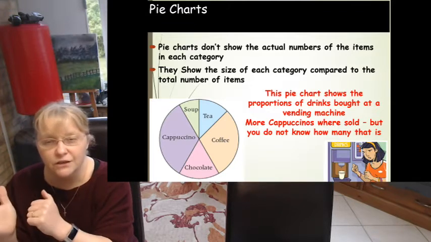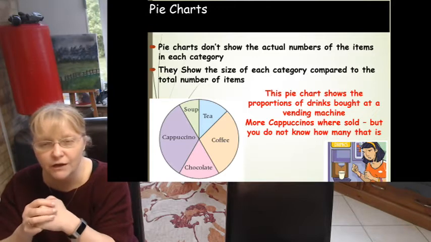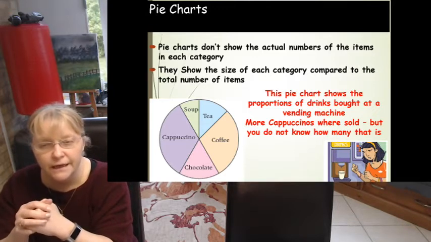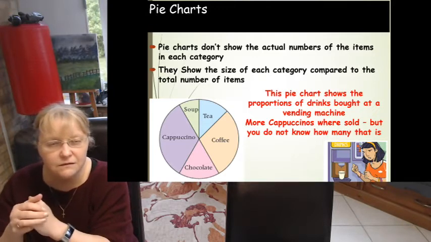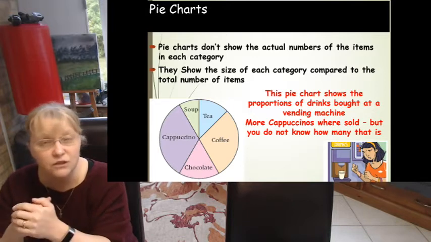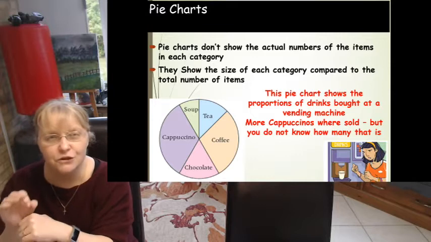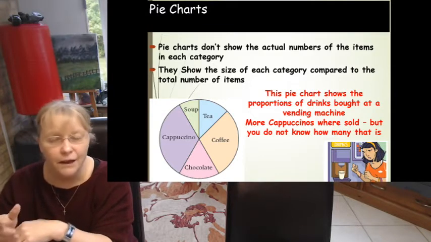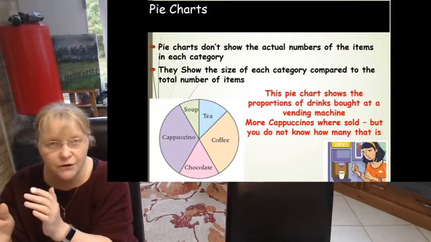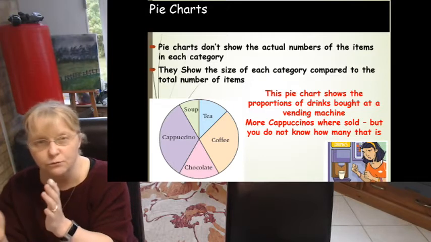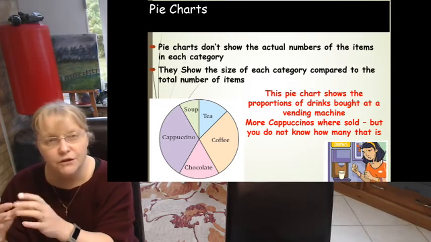Now, the pie chart shows the proportion of drinks bought at vending machines. Now, in that you can tell that probably more cappuccinos were sold than tea. But the problem with pie charts is you don't know how many. Now, normally there is a key to show maybe what degrees are worth in numbers, but usually this is just a visual image to show.